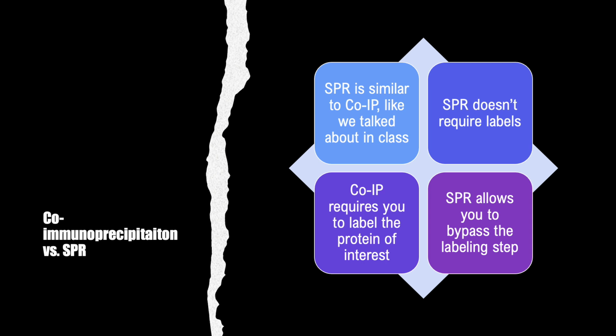First, how does SPR compare to co-immunoprecipitation, a method we discussed in class? Using SPR is a lot less time-consuming than co-immunoprecipitation. That is because you can skip the step of adding tags since SPR is label-free, whereas in co-immunoprecipitation it's required that you use some type of tag, like a fluorescent tag.